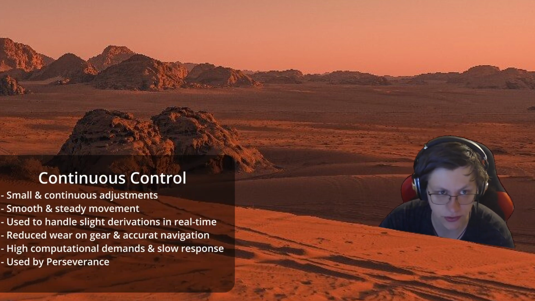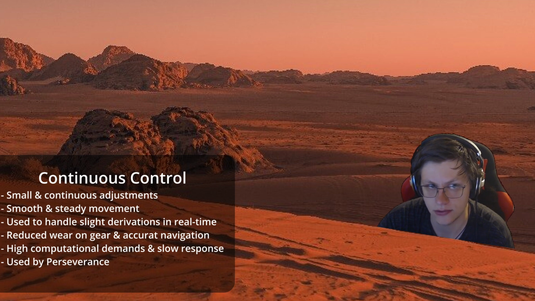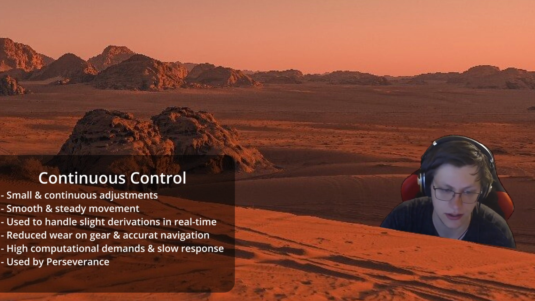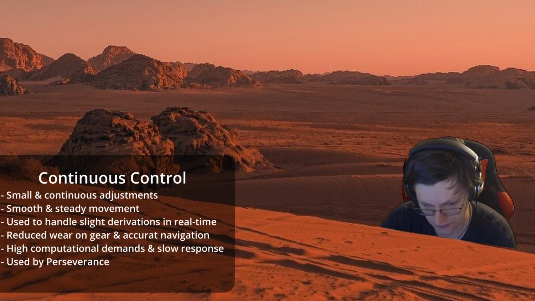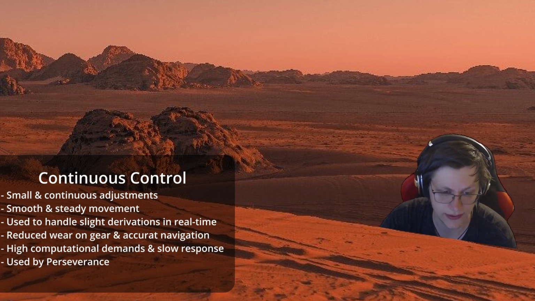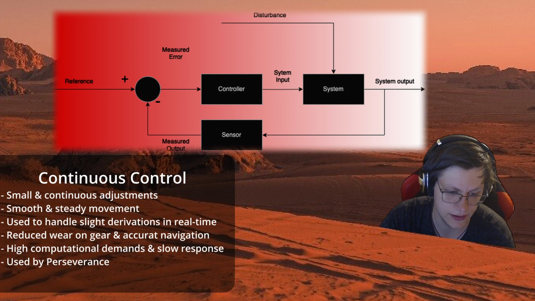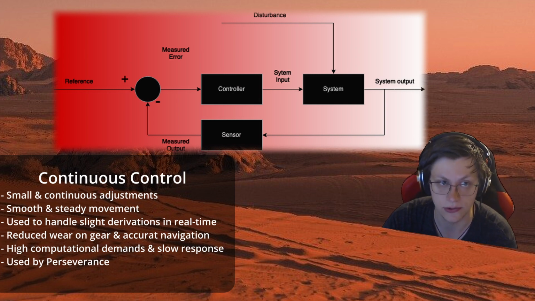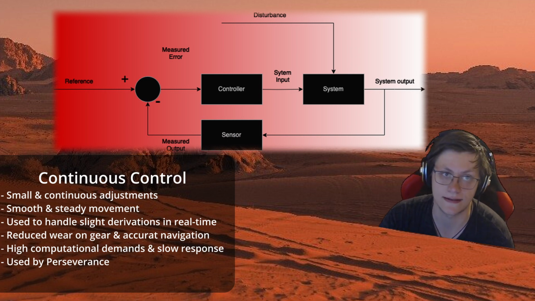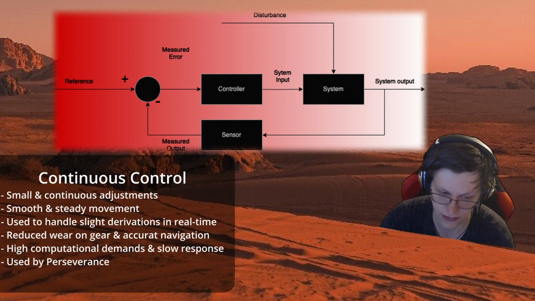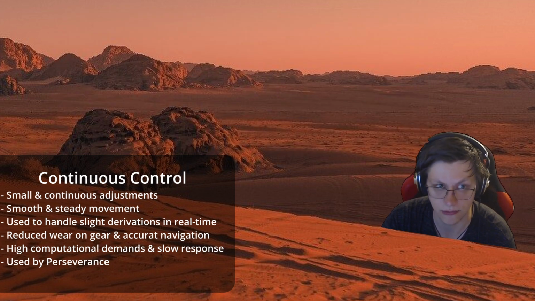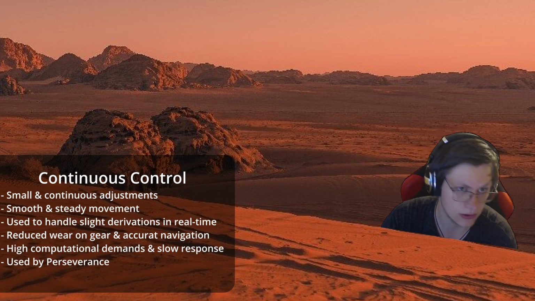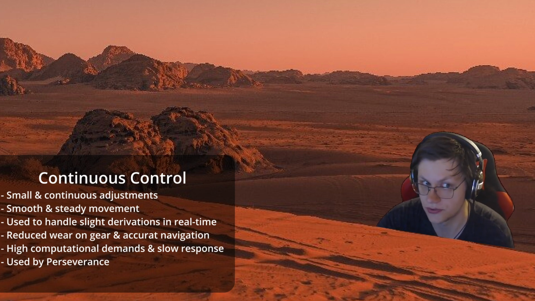Then we have continuous control, where we always look at our output and adjust it in very small steps continuously. Hence the name. This results in a very smooth and steady movement, and we can handle very small deviations in real time since we are only doing this in very, very small steps. It has way less wear on the gears and very accurate navigation, but has the big drawback that you need a lot of computational power to compute what you want to do, and it's kind of slow in the response, so it's better, but not perfect.